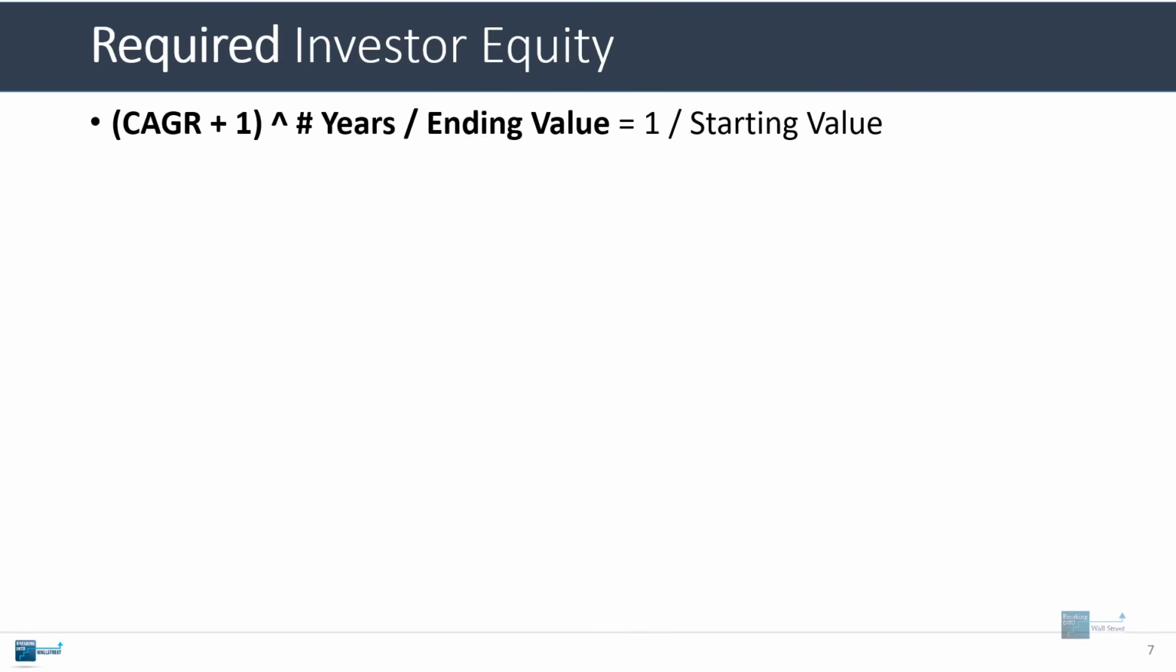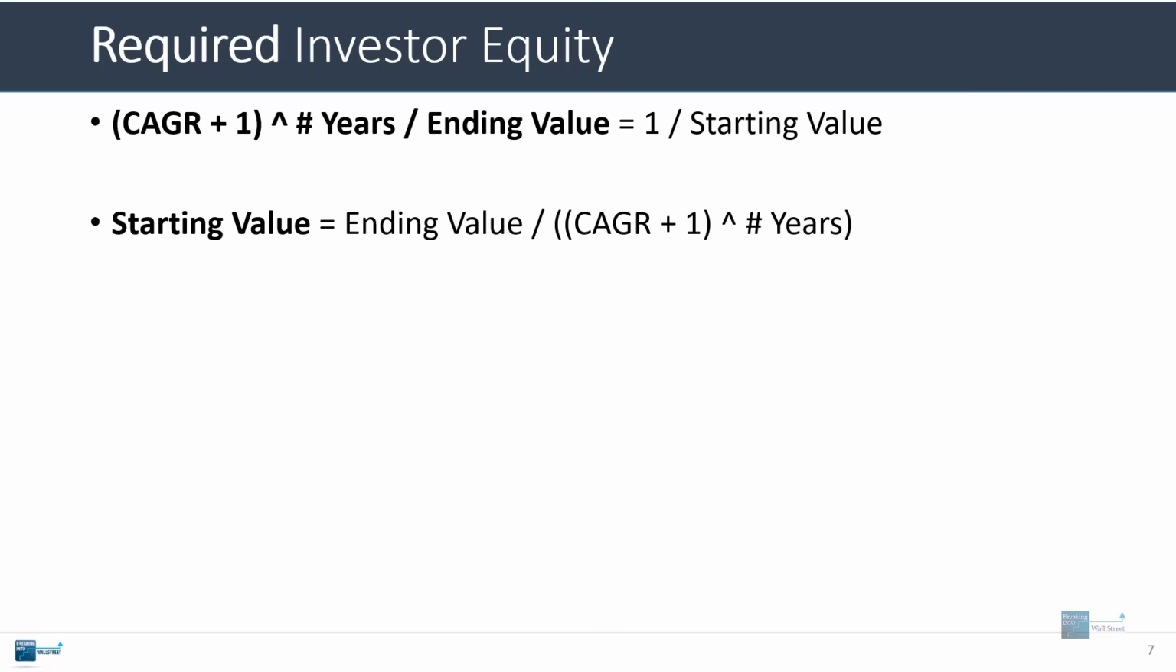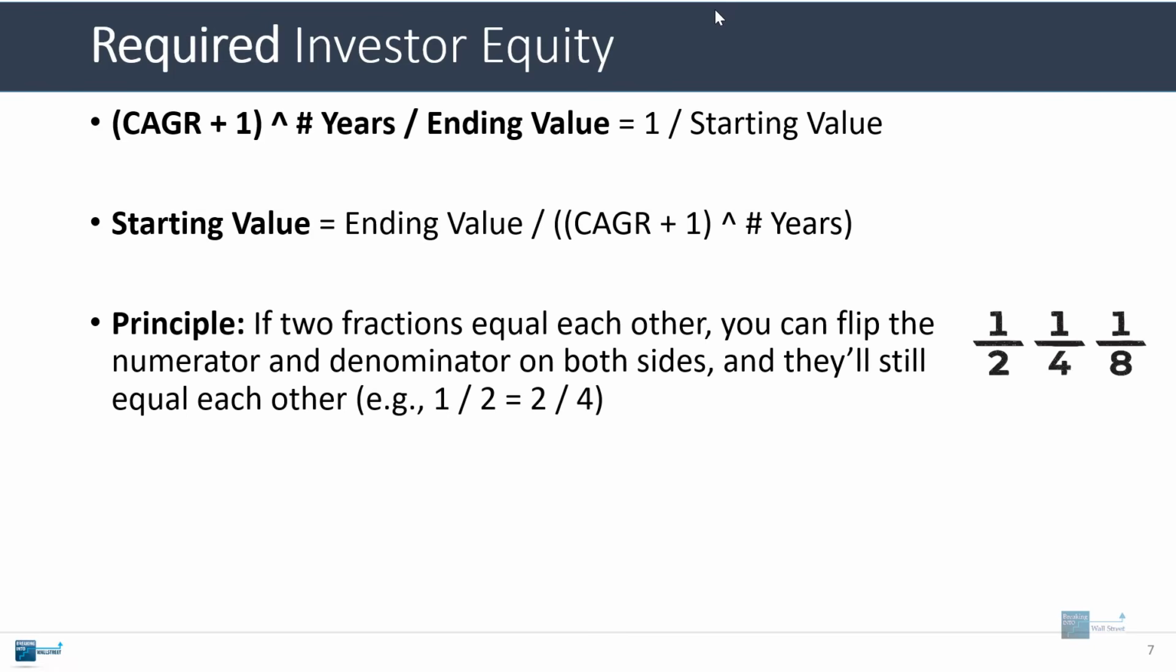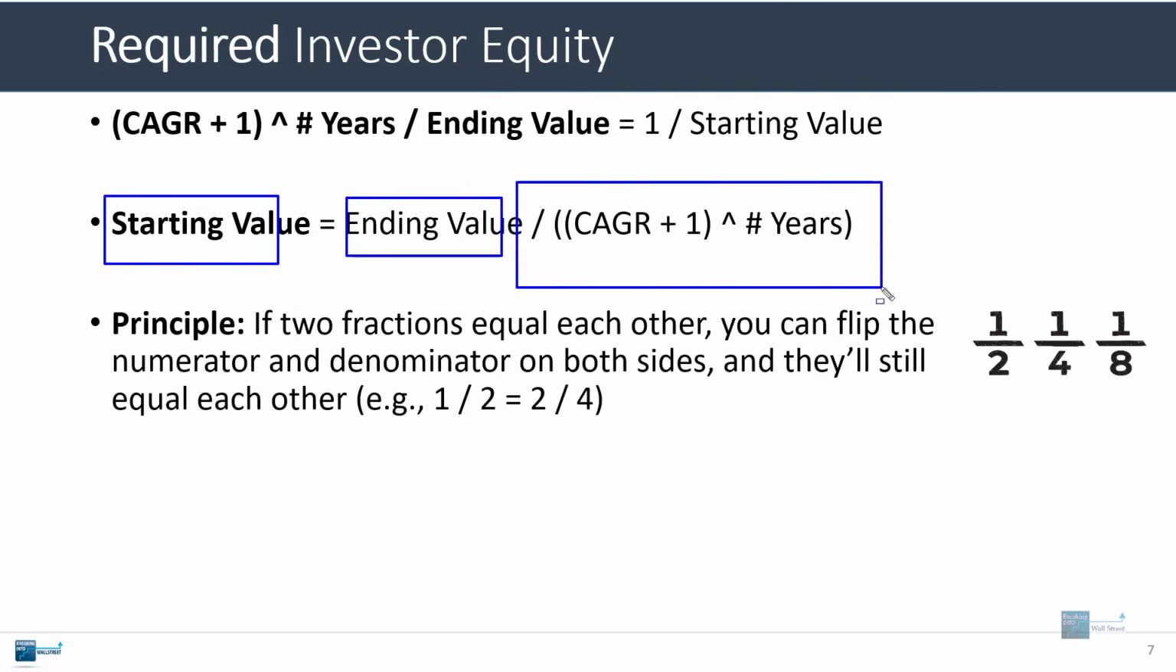Now, continuing with that, at this point, you might be a little bit stuck unless you remember the rules of algebra quite well, but it turns out that what you can do here is just flip both sides of the equation, because one of the principles in algebra is that if two fractions equal each other, you can just flip the numerator and denominator on both sides and they'll still equal each other. So think about something like 1 divided by 2 equaling 2 divided by 4. They're both 50%. If you flip this, 2 divided by 1 equals 4 divided by 2. So that's a very simple example of how this works. And so here, all we have to do is flip this formula and say that the starting value equals the ending value divided by the CAGR plus 1 raised to the power of the number of years.